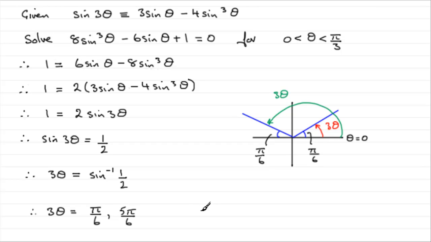So to get theta, all I need to do now is just divide each of these by 3. So therefore we end up with theta equaling pi over 18 and 5 pi over 18, and both of those are radians. Okay, it's the units, and there's our answer.